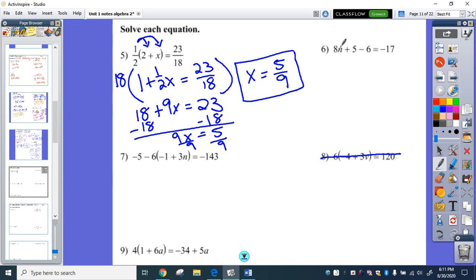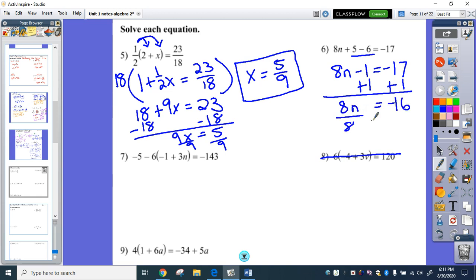Number 6, we've got 8n plus 5n minus 6n. Well, we've got like terms right here. So let's just simplify. 5 minus 6 would be -1, equals -17. I want to then add 1 to both sides to get 8n equals -16. Divide both sides by 8, and we get n equals -2.